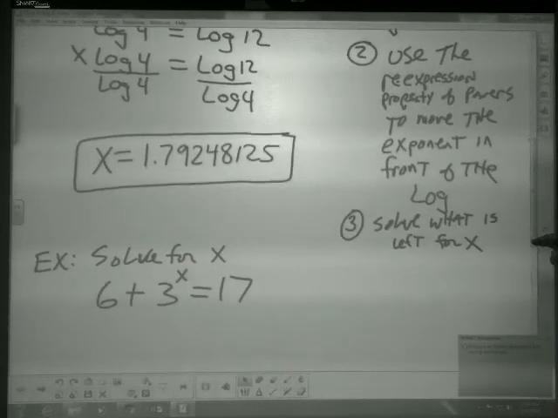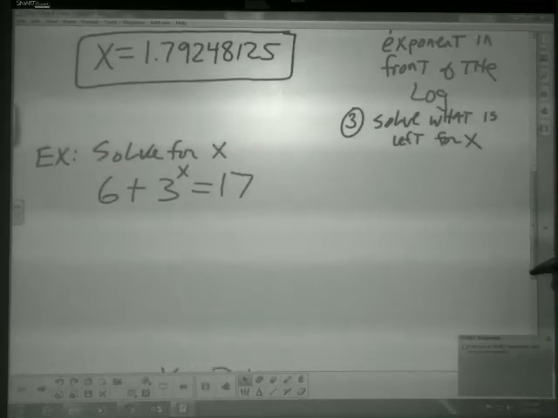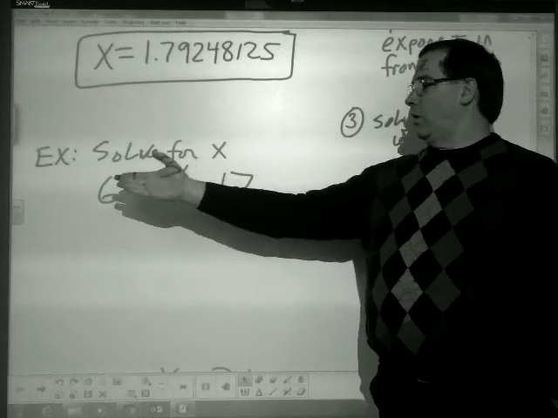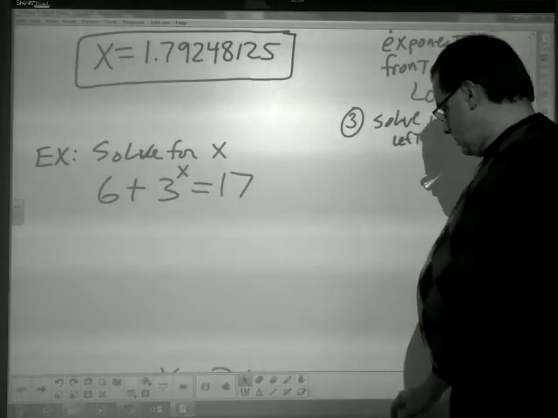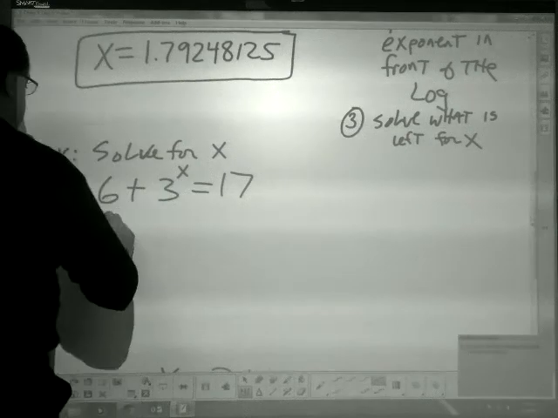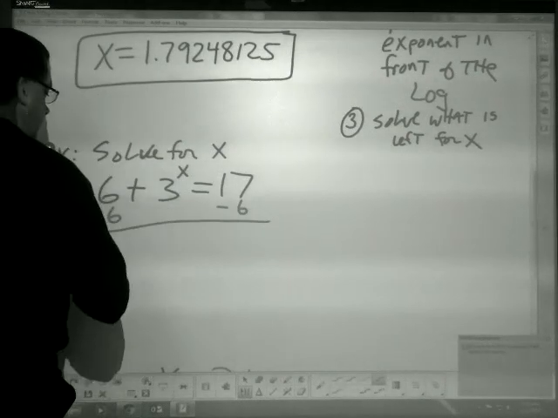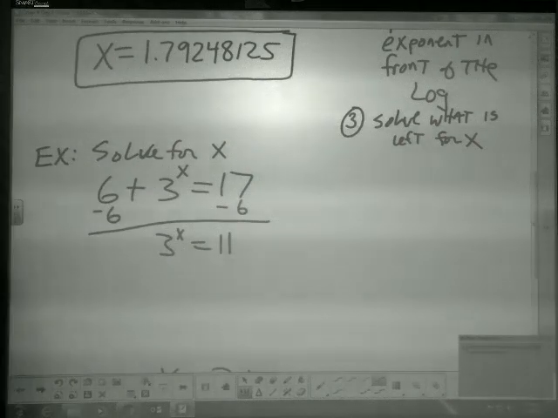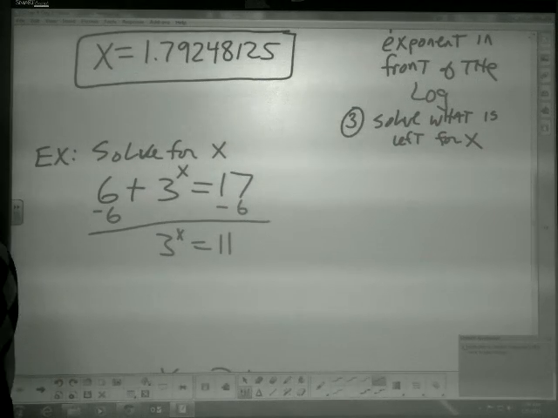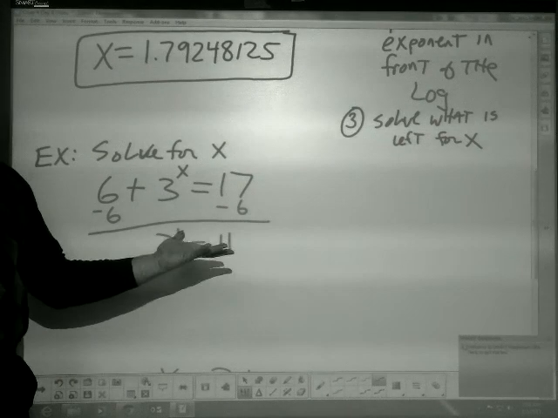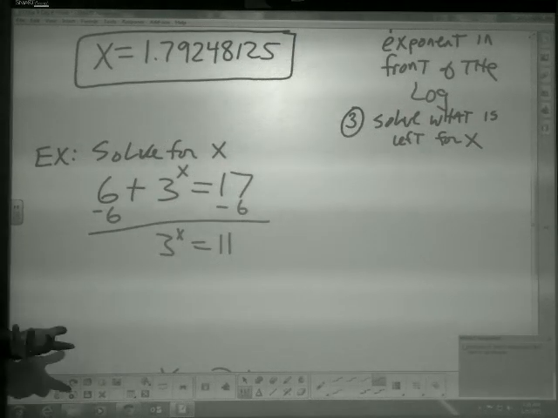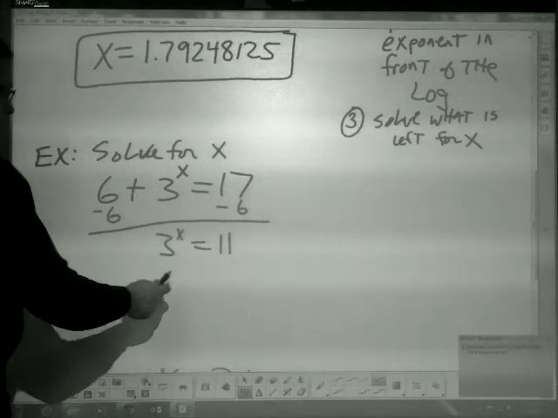Let's take a look at one that might be a little bit more difficult. What if this exponent piece isn't isolated? Well, the first thing we're going to do is isolate it. So I'm going to take away 6 from both sides. 3 to some power is 11. Again, I don't know what that is. I mean, if this said 27, then I can do that in my head. But 3 to some power is 11. Well, I'm going to have to take the log of both sides.